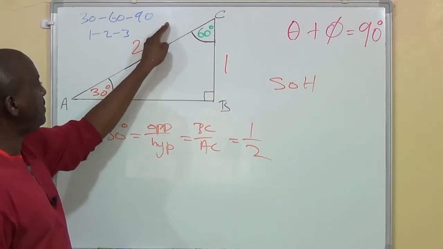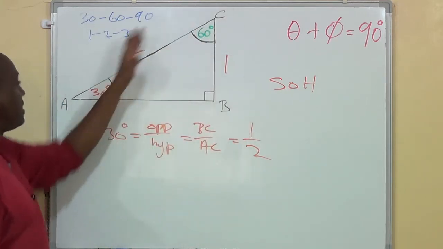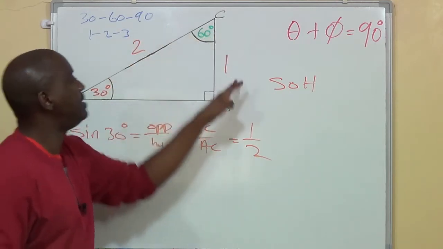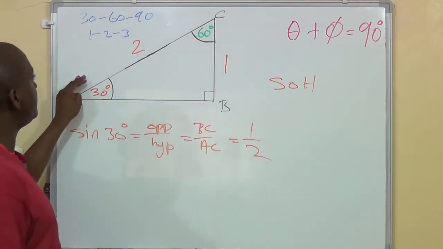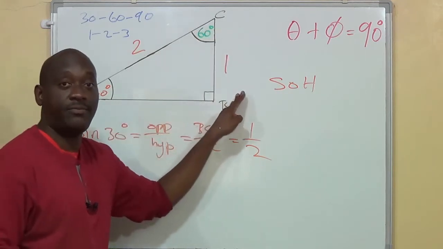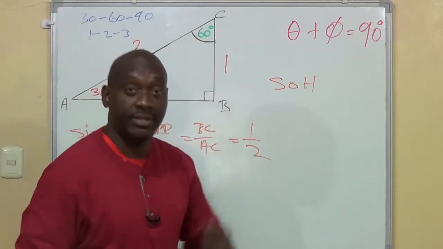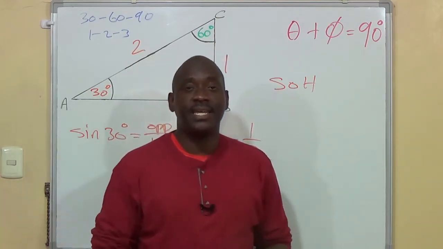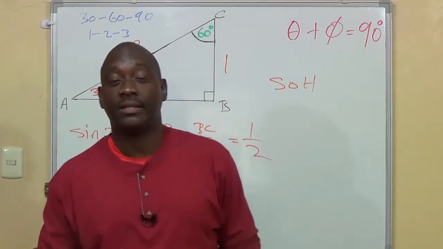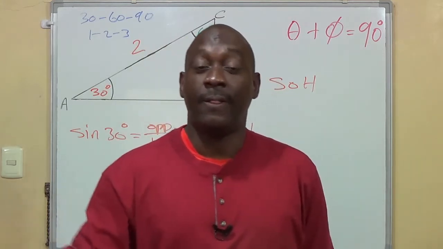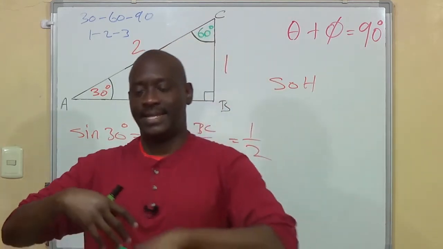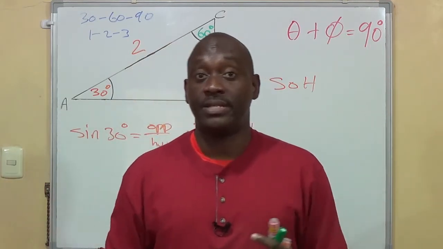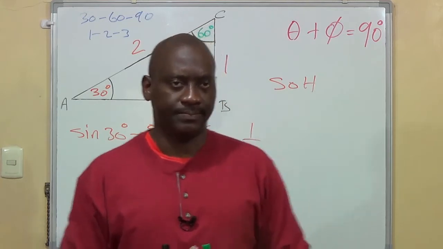So if this side is 50, this side is 25. If this side is 100, this side is 50. If this side is 250, this side is 125. If this side is 68, this side is 34, etc. Alright, so I want to drive home the point again. The key here is not the actual length of the side. The key is the ratio. And using the ratio, you could then derive other important information about the right angle triangle.